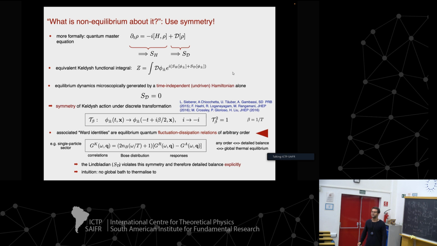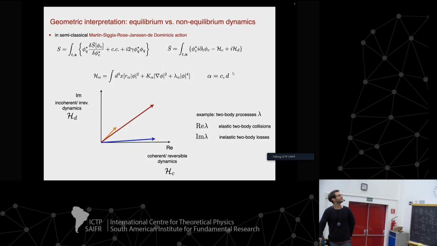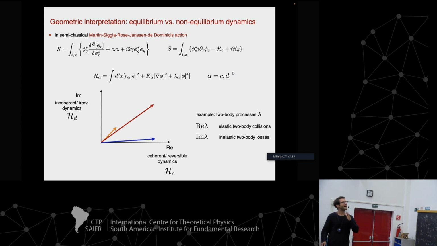Okay, four further questions. Okay, good. So let me now bring this a bit more to life. This complicated symmetry actually has a beautiful geometric interpretation, and that is what I want to discuss here.